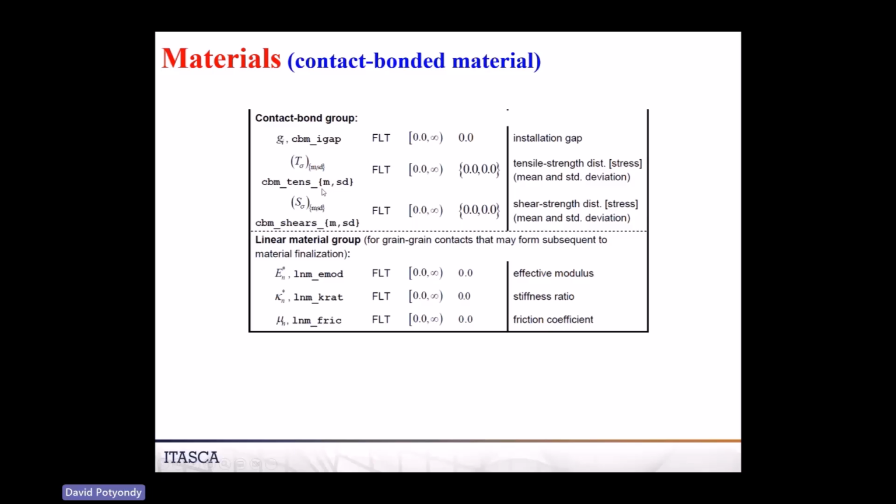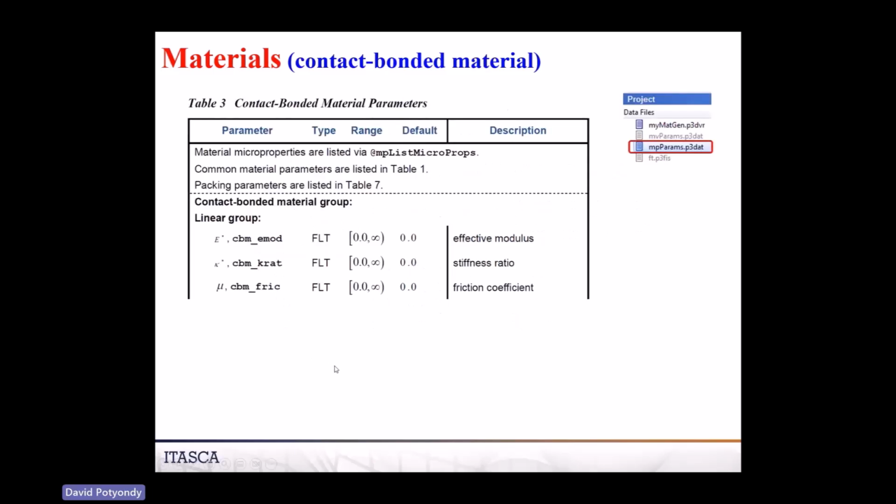Okay. And then again, you have to say what's going to happen for new contacts that form after you built the material. And so here we're always putting in the linear material. And so it has these 3 parameters. Okay. So this defines properly then. So notice there's a lot of stuff here going on, right? There's the common parameters, there's the packing parameters, and there's the specific ones for contact bonds. All of those things are going to potentially affect the material itself.